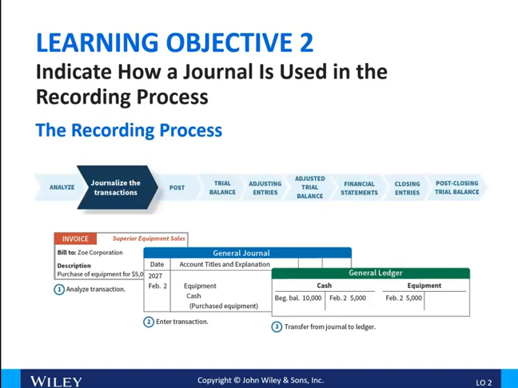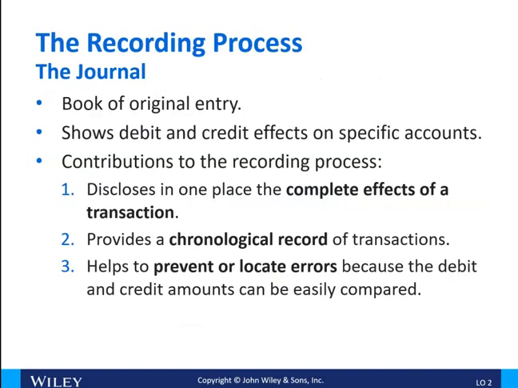Okay, so you get an invoice. That's that number 1 there. You're going to analyze the transaction. We'll enter the transaction with a general journal, and we'll learn about how we do journal entries. And then we'll post those entries, the next step, into the general ledger. So we transfer from the journal to the ledger. So that's what we're going to talk about and learn today.